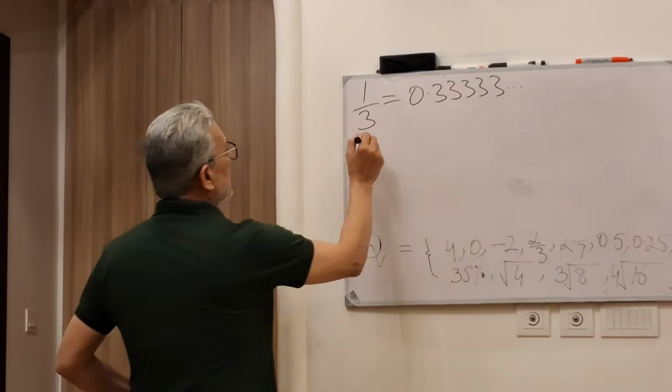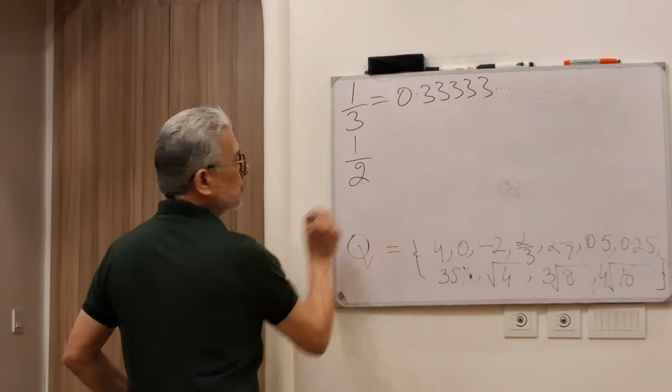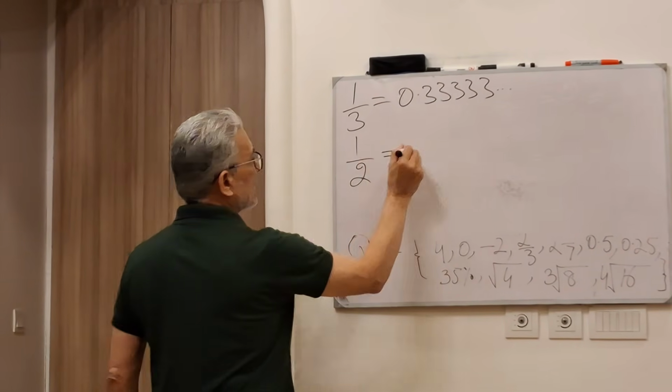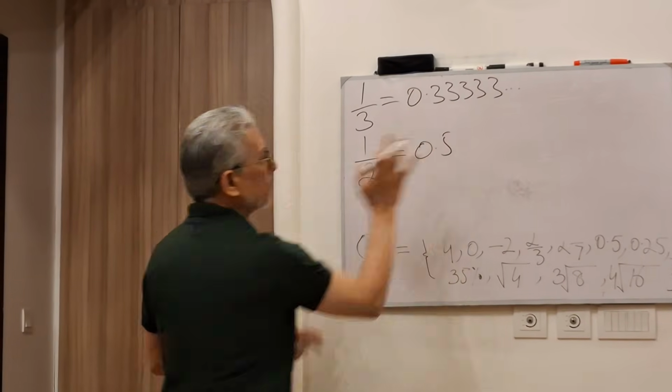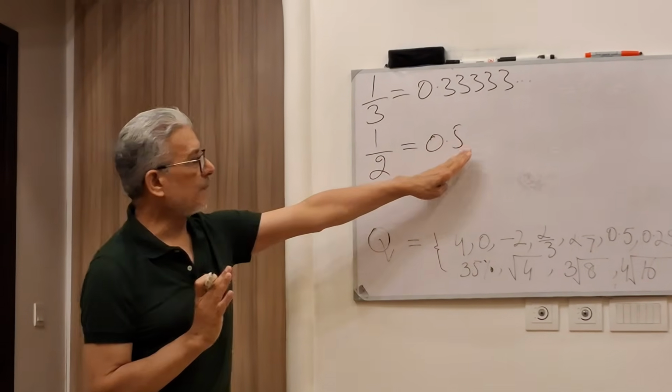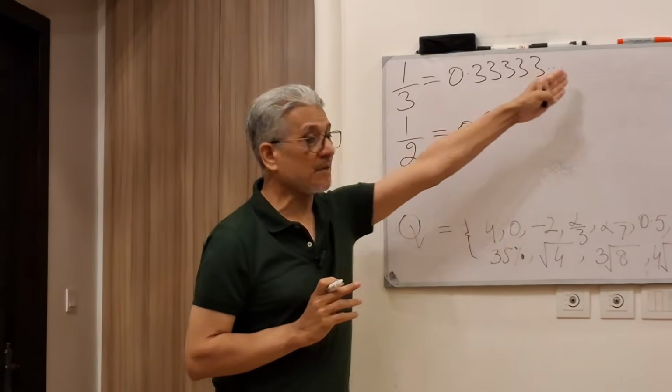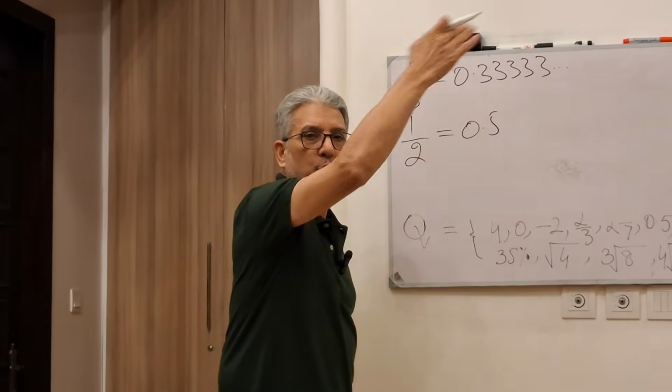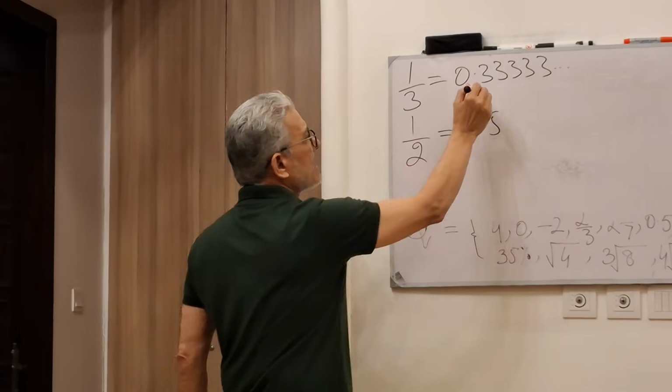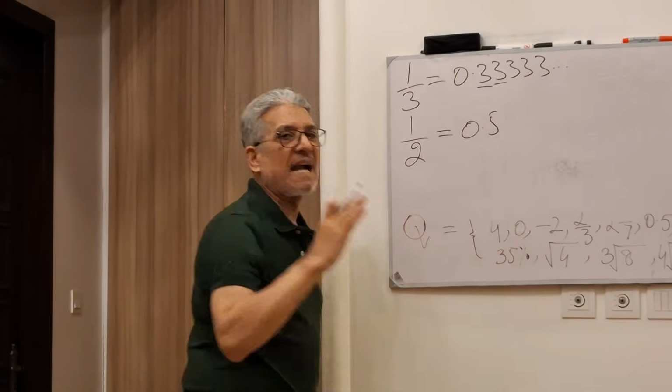Like when we divided 1 by 2, 1 over 2 fraction, the answer was 0.5. It terminated. It terminated, but this is not terminating. It keeps on going, but the same number is repeating. So there is a pattern.